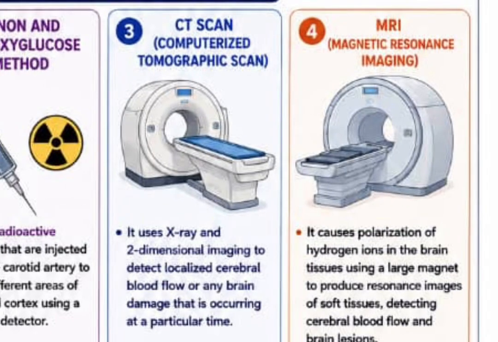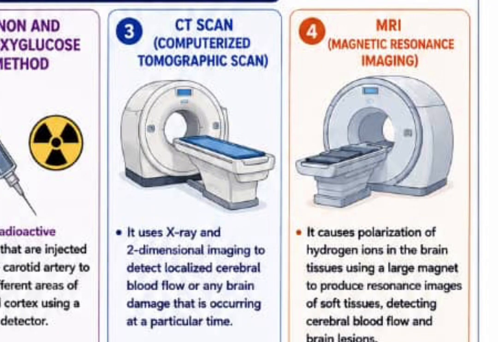CT scan is what we call computerized tomographic scan. It's just an advanced form of X-ray. Naturally we have X-ray, but if you want to increase the contrast or the complexity of an X-ray, and you want to run it to a 2D imaging, you use a CT scan.